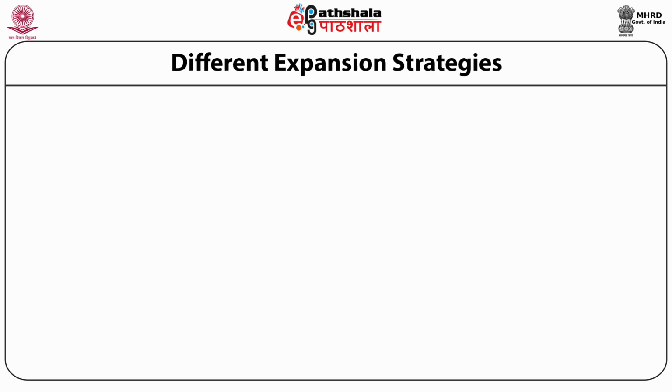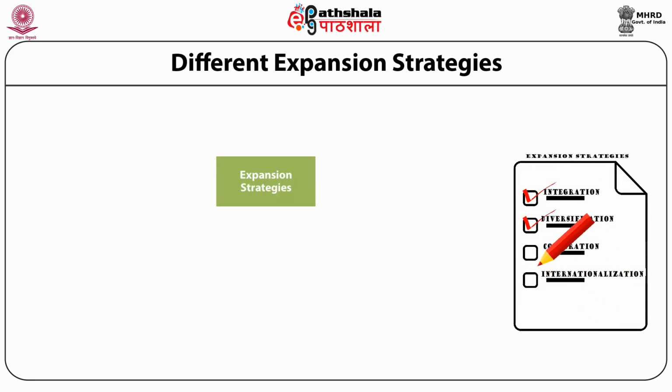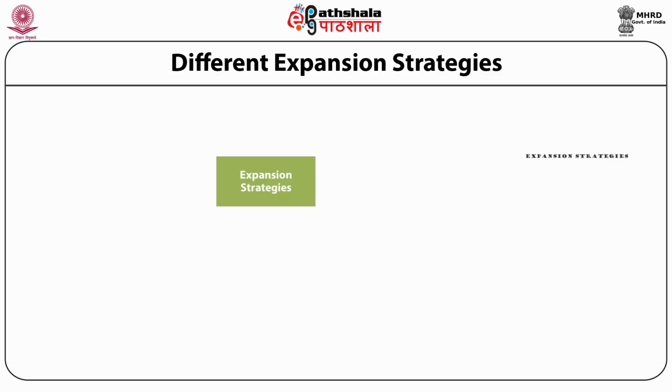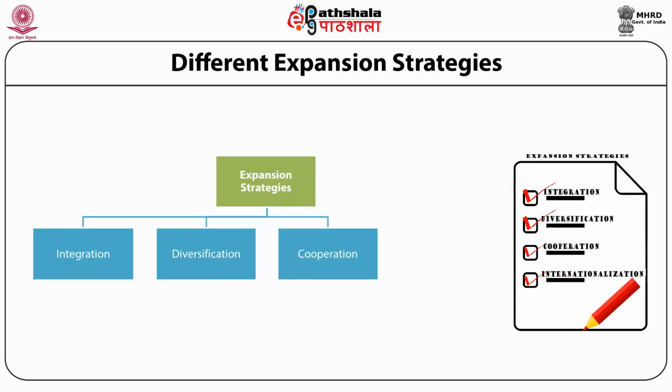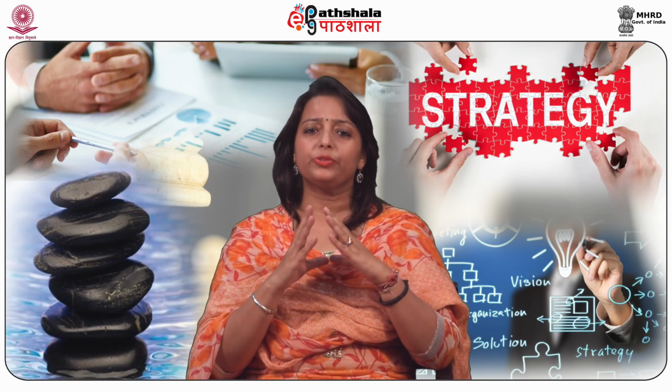Different types of expansion strategies. Expansion strategies in a business organization could take different forms. A business organization can take up expansion strategies in the form of integration of businesses, diversification, cooperation, or internationalization. International strategies.